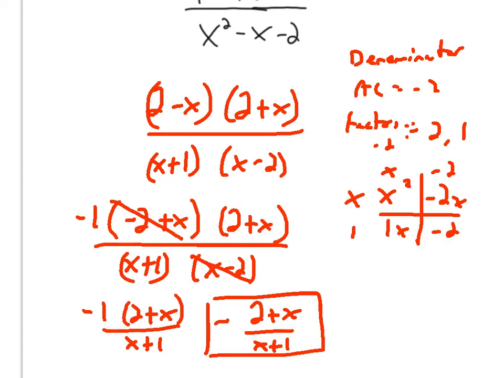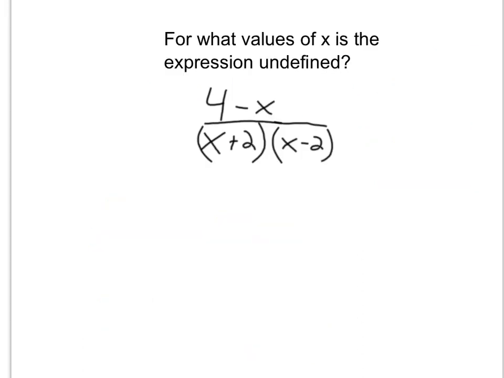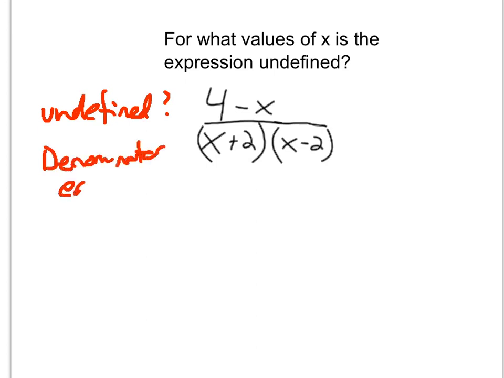Alright, we got one more example. This example says, for what values of x is the expression undefined? Okay, undefined, remember, when is a fraction undefined? It's when the denominator equals 0. Okay? Because we cannot divide by 0. So we cannot have 0 on the bottom. So I want to know what values of x will give me 0 on the bottom.